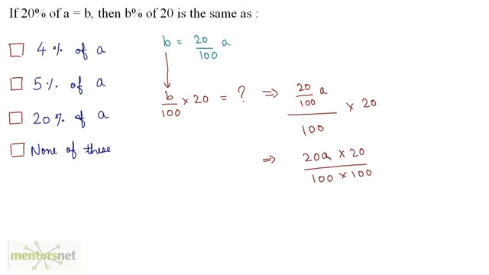Right. So let us cancel one of the hundreds. So this is equivalent to 2 times 2 is 4 upon 100 times A. And that is the same as, if I have 4 upon 100 times A, I can say that it is 4% of A. So we have the answer, option A.